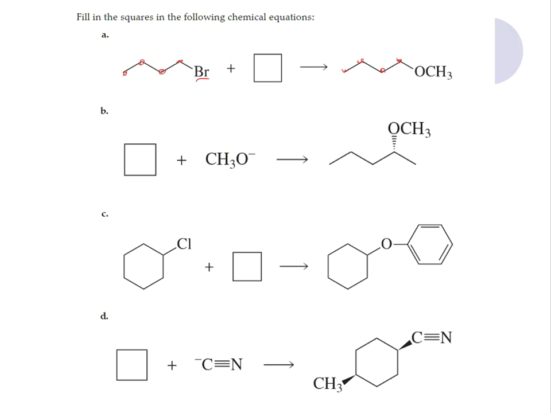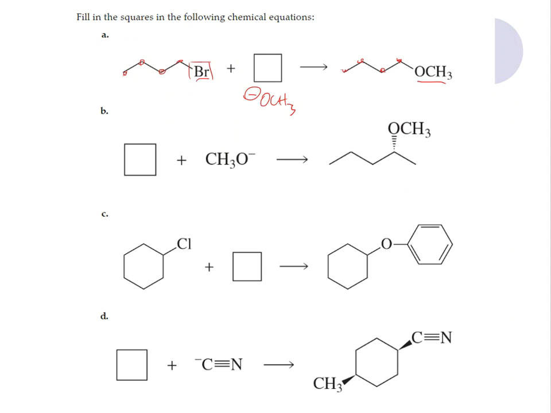So it looks like they've taken the bromo off. They've replaced it. They've substituted it for something. What did they substitute it for? Well, it looks like I need an OCH3 group, doesn't it? Okay, so OCH3 is what needs to happen there.